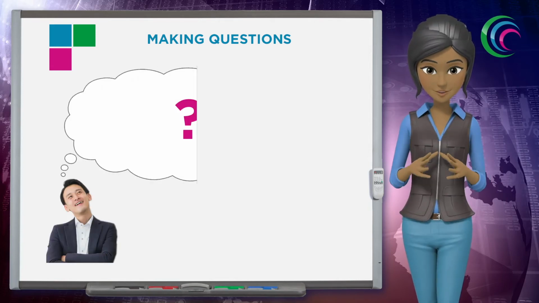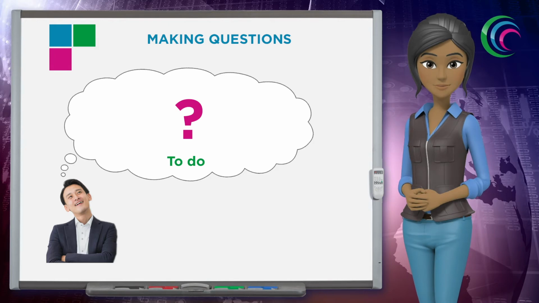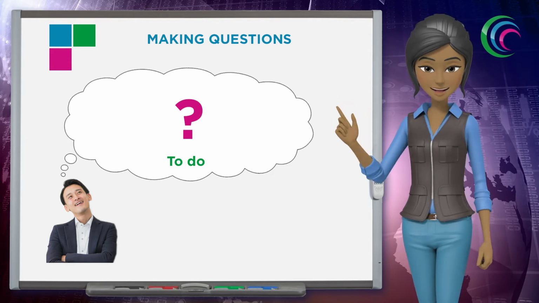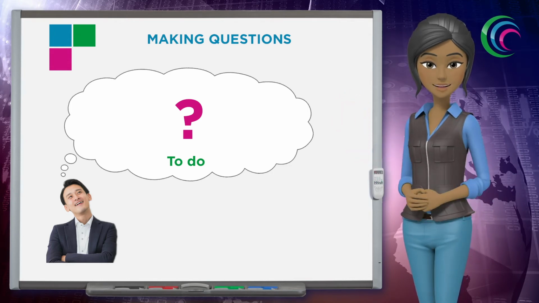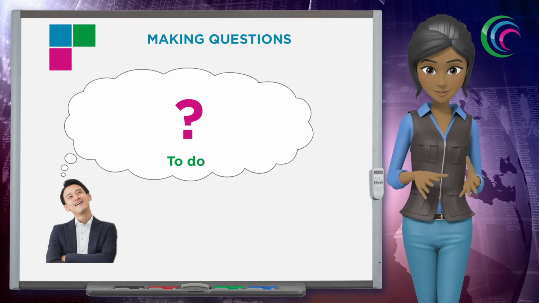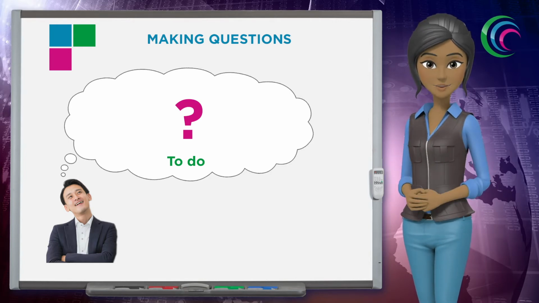In this video, we will discuss making questions using to do. Making questions in English is different from the way you make questions in Dutch. At least for most verbs, the verb to be works in the exact same way.